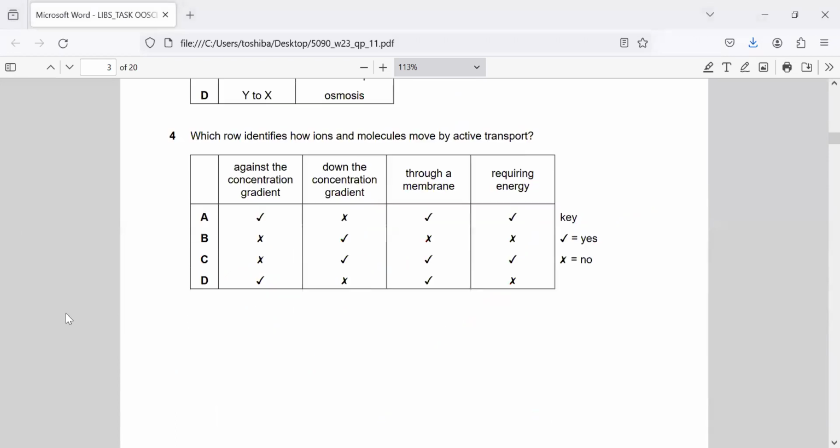Question 4 says, which row identifies how ions and molecules move by active transport? We are given four rows: against a concentration gradient, down a concentration gradient, through a membrane, requires energy. As we all know, active transport requires energy. It occurs through a membrane. Down a concentration gradient, no, because only osmosis and diffusion occur down a concentration gradient. Active transport is against the concentration gradient, from lower to higher potential. So option A is correct.